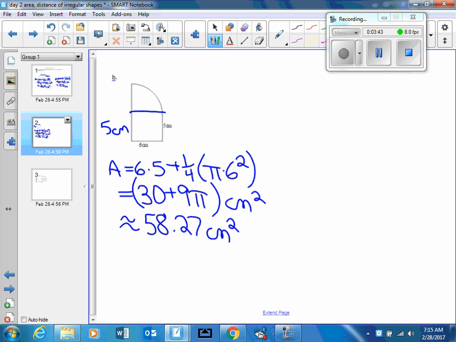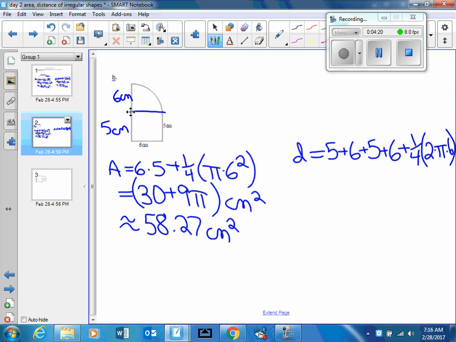To find the distance around it, again, I'm going to start by adding the straight edges together. So 5, 6, and 5, plus this top edge of the curved part is the same as the radius, which is 6 centimeters. So I have to add another 6. And now the curved part, this time is a fourth of the circumference of the circle, which would be 2 times pi times the radius 6.